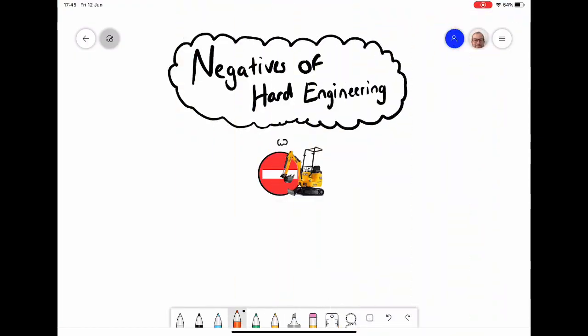So hard engineering does have benefits. It can make the river hold more water, and when we have flood conditions, it can also make sure that water is redistributed somewhere else so that we don't actually get flooding in key areas.